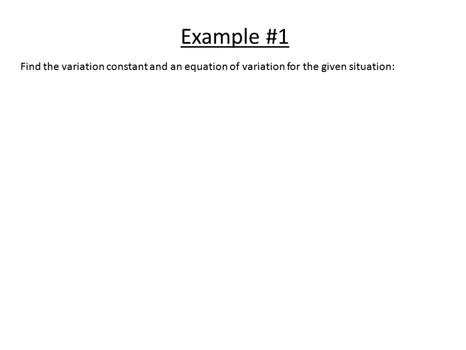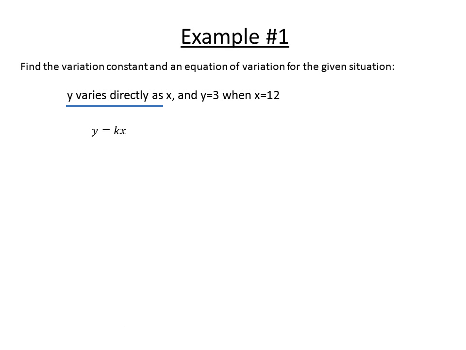So for our first example, we want to find the variation constant and an equation of variation for the given situation. Y varies directly as x, and y equals 3 when x equals 12. The first thing we want to do is look at the variables we are given and the type of variation so that we can decide how to set up our basic equation. It says y varies directly as x.